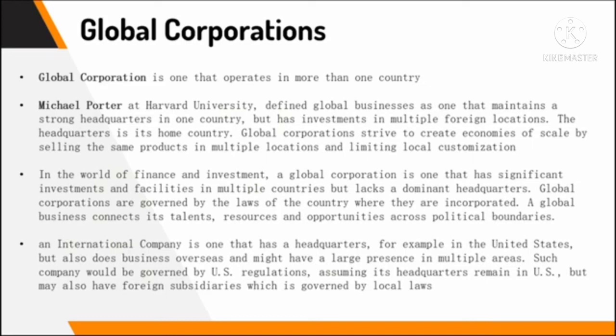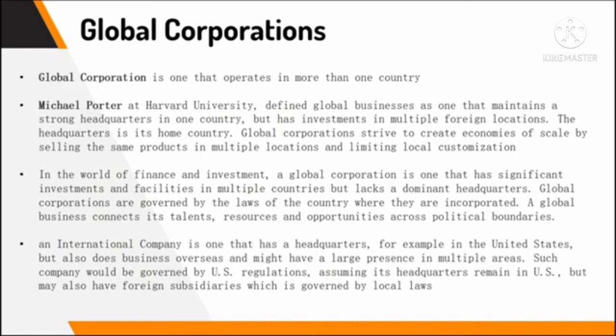Michael Porter at Harvard University defined global businesses as one that maintains a strong headquarters in one country, but has investments in multiple foreign locations. So the headquarters is its home country. Global corporations strive to create economies of scale by selling the same products in multiple locations and limiting local customization. In the world of finance and investment, a global corporation is one that has significant investments and facilities in multiple countries, but it lacks a dominant headquarters.